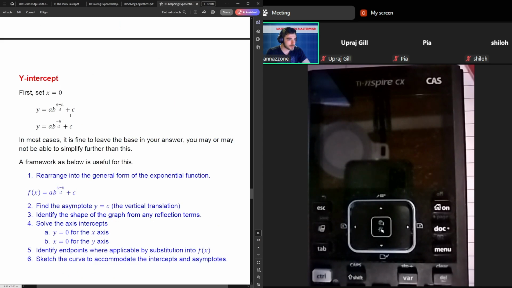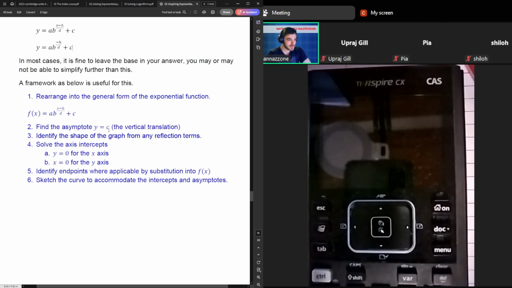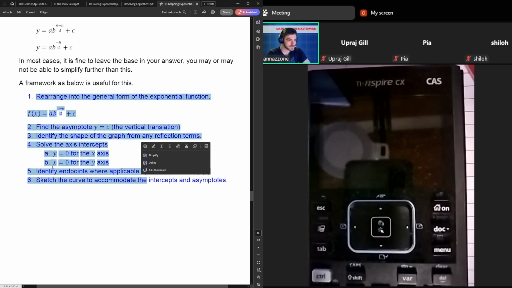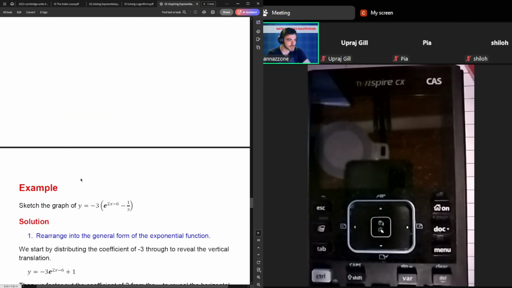That's x. Y-intercept is significantly easier. You just sub in x equals 0, and oftentimes it's literally just that simple. No further rearranging required a lot of the time. Okay, as for how we sketch, well, here's the framework. We'll look at it line by line.